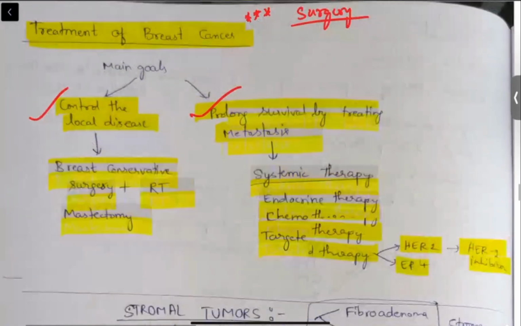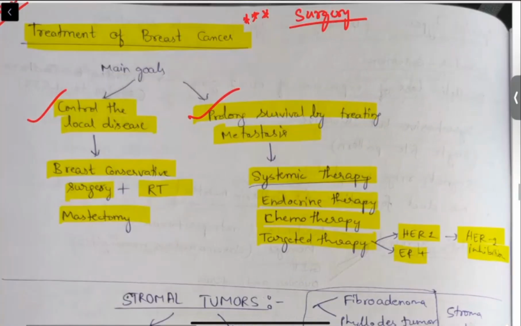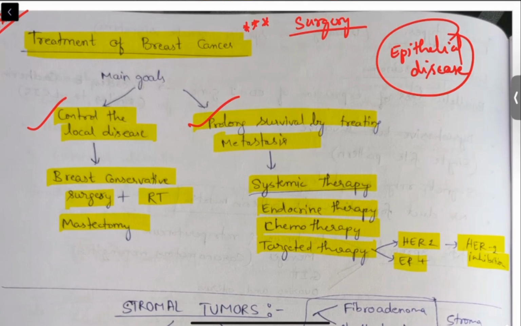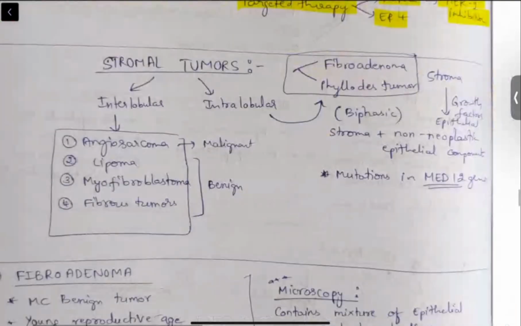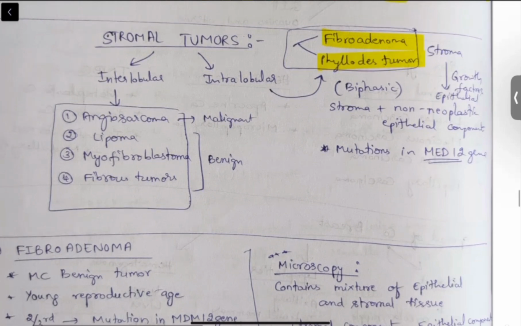Okay, so we will discuss this in detail after a while. We'll just finish off stromal tumors. Since yesterday we are discussing epithelial tumors or epithelial diseases, right? So what was the other component of breast? It is stroma. If the tumors arise from this, then they are called stromal tumors, and among them the most important ones are fibroadenoma and Phyllodes tumor, which arise from stroma.